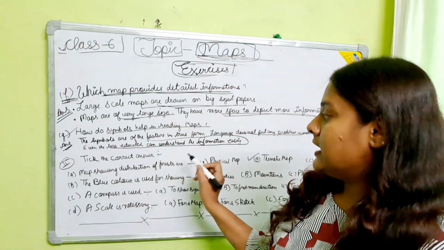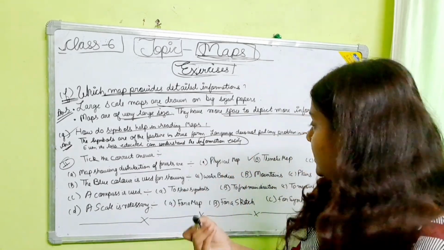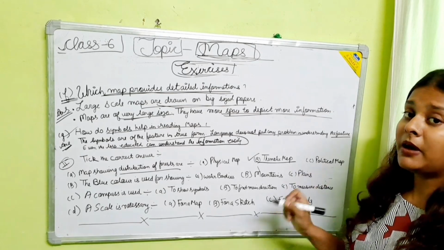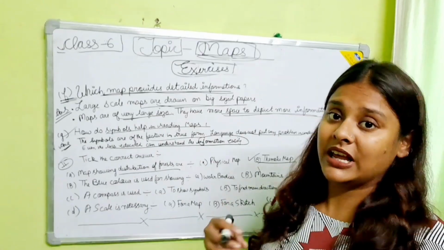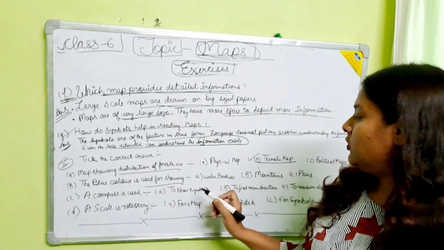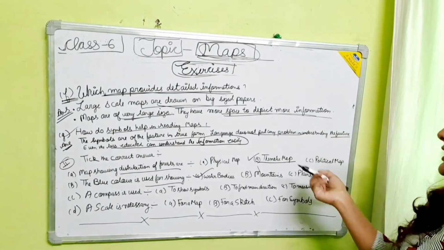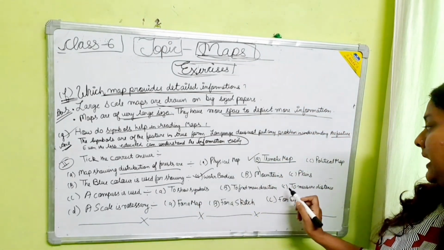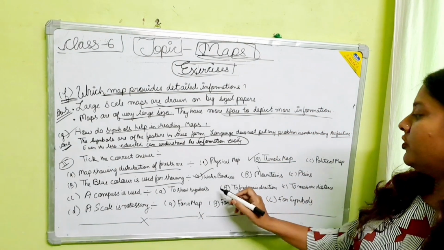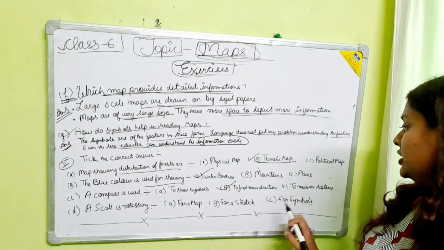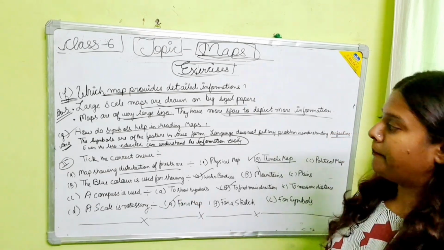Now take the correct answer. Map showing distribution of forest: physical map, thematic map, or political map? Obviously thematic map, because they are based on certain themes like a rainfall map. The blue color is used for showing obviously water bodies: mountains, plains, or water bodies. A compass is used to find main direction, or to show symbols, or to measure distance: to find main direction. A scale is necessary for a map, for a sketch, or for symbols: for a map.